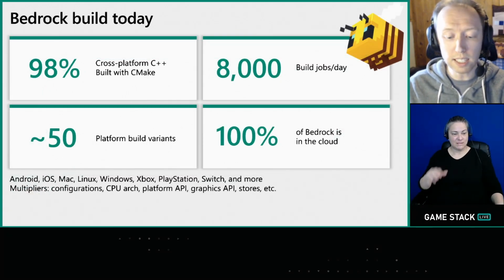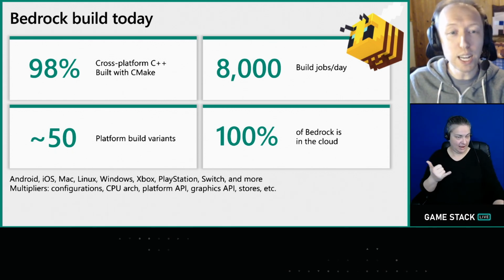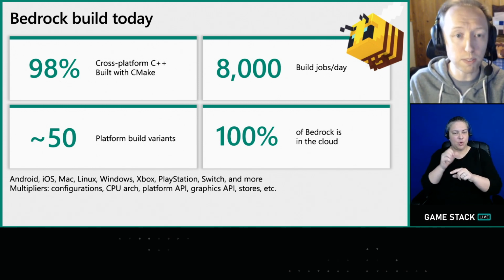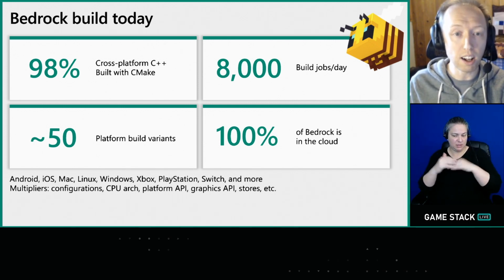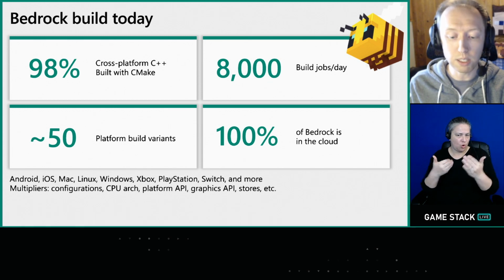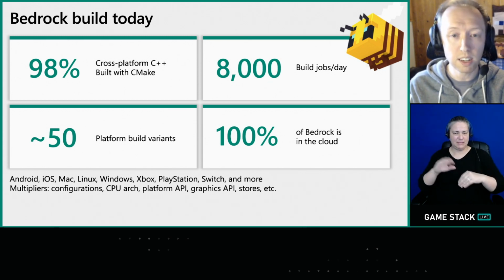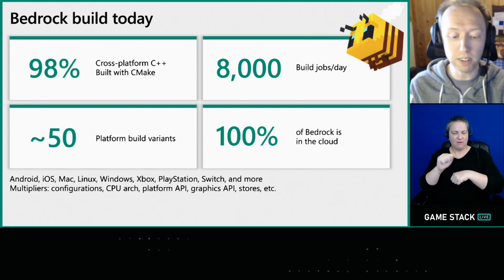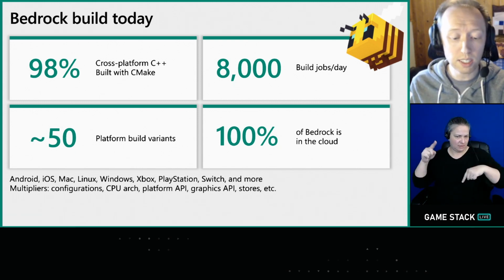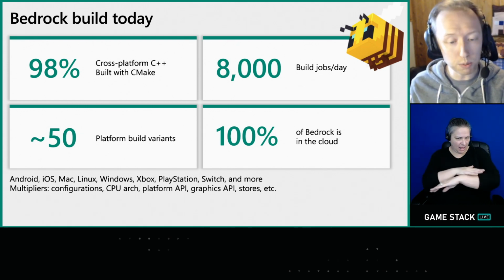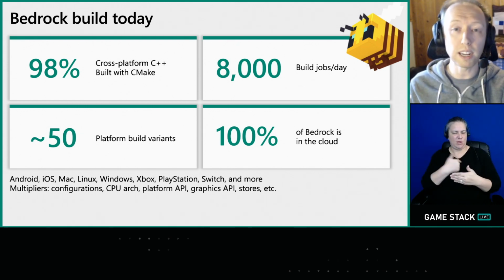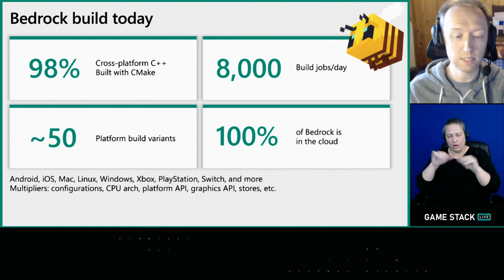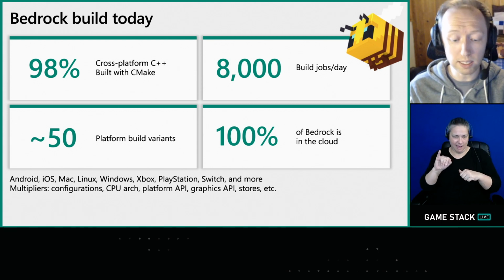So the Bedrock build today, by the numbers: 98% of the build is a cross-platform C++ build, all written in one build system in CMake. There's roughly 8,000 build jobs per day spread across 50 build variants. That includes all the platforms for the devices we support and multipliers like CPU architectures and graphics APIs. And 100% of this is built in the cloud today.